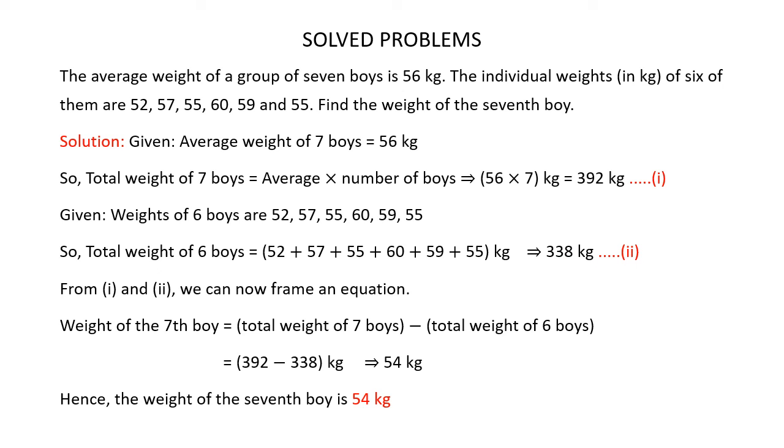Now we know that total weight of 7 boys is 392 kgs. Total weight of 6 boys is 338 kgs. So from 1 and 2 equations, we can now form an equation. Weight of the 7th boy is equal to total weight of 7 boys minus total weight of 6 boys. That is 392 minus 338 kgs, which is 54 kgs. So the weight of the 7th boy is 54 kgs.